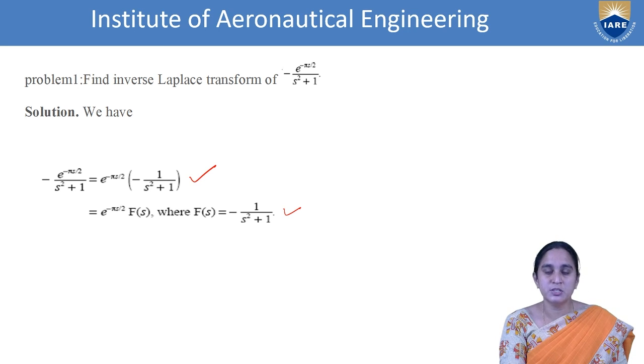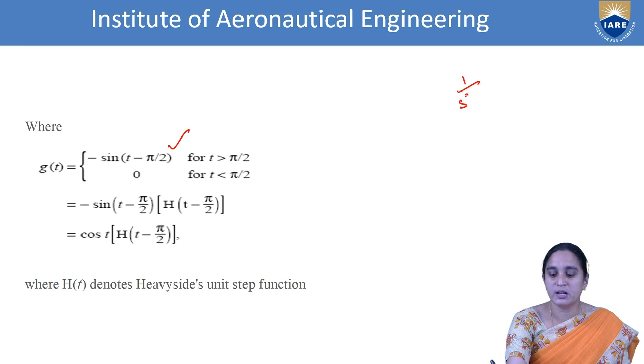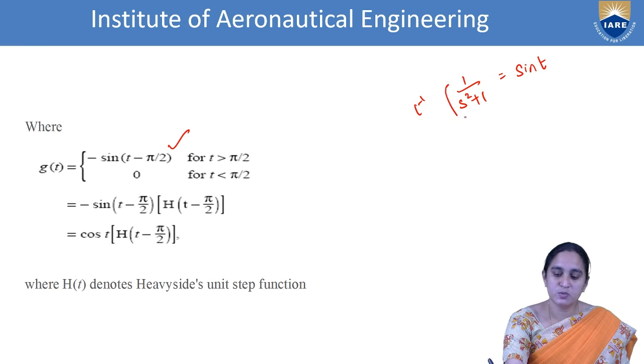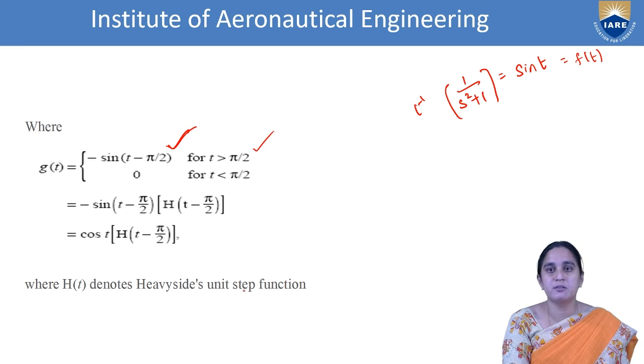Now I'm using the second shifting property. Now I'll convert that as g of t is equal to f of t minus a. Here what is f of t? Laplace inverse of 1 by s square plus 1 is sin t, that is f of t. But I am converting that as g of t. What is the form of g of t? G of t is equal to minus of sin of t minus pi by 2 for t greater than pi by 2. Here how did you get pi by 2 from the given question? From the exponential form, the s coefficient is minus pi by 2.